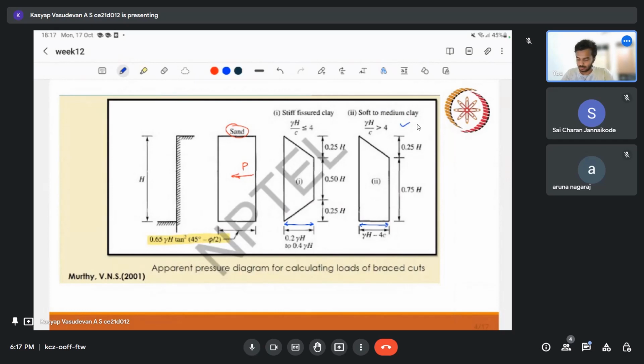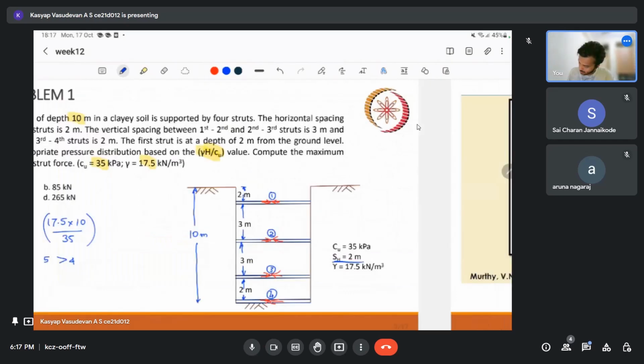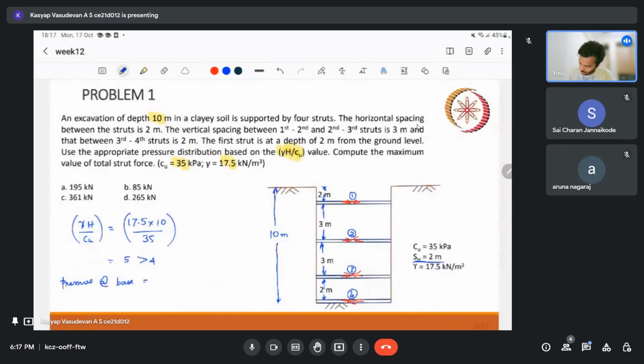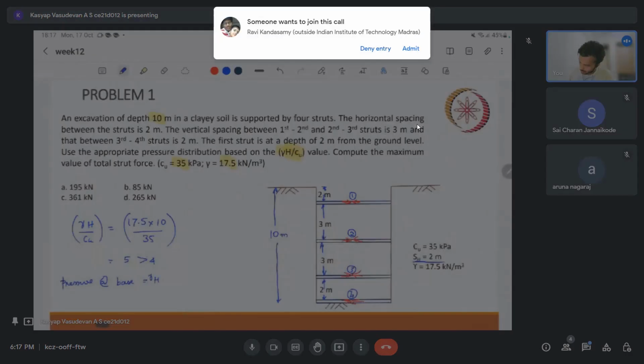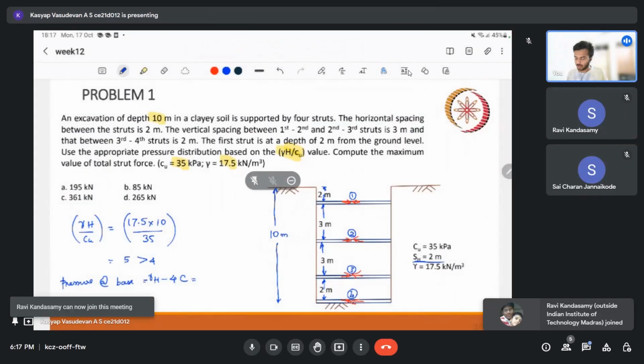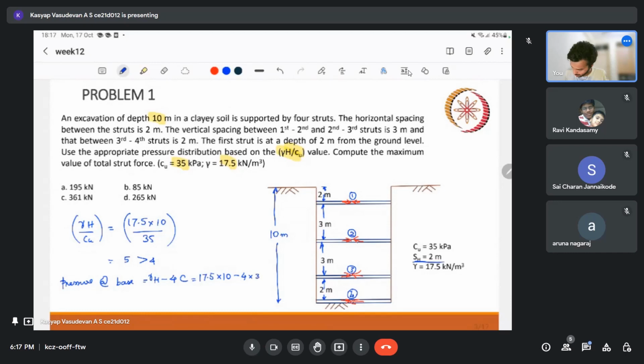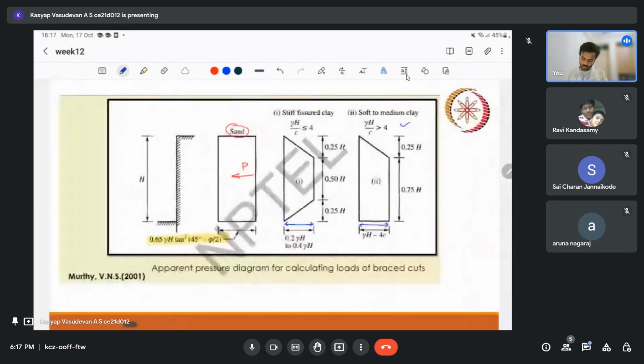Okay, and what will be the base? So let us see the base. Base pressure at base is equal to gamma h minus 4c. So when I say gamma h minus 4c, we have 17.5 into 10 minus 4 into 35. So this value is, sorry, not 52.5, this value is 35. So we know the base pressure is 35 kPa. Now we know this distance also. This is 10, so I can take it as 2.5 meter, and this will be 7.5 meter, since the whole depth of the excavation is 10 meter. So I have the profile, I can go for it now.